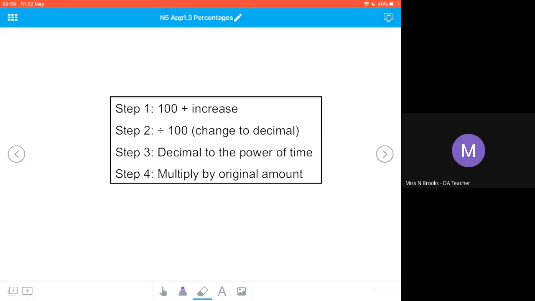If the question asks us for what that increase is, we then need to subtract the original amount from our final amount to work out what the increase is.